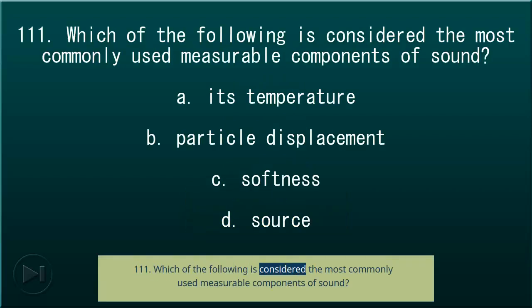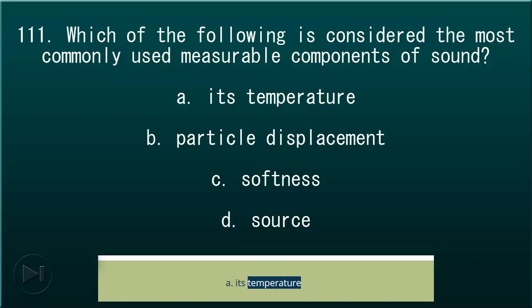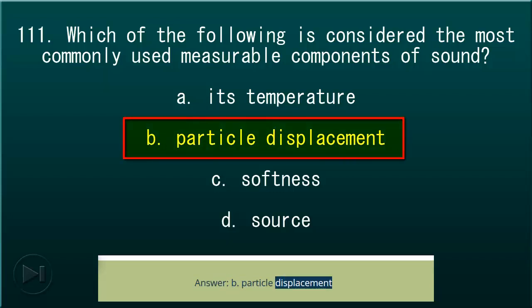111. Which of the following is considered the most commonly used measurable components of sound? A. Its temperature. B. Particle displacement. C. Softness. D. Source. Answer, B. Particle displacement.